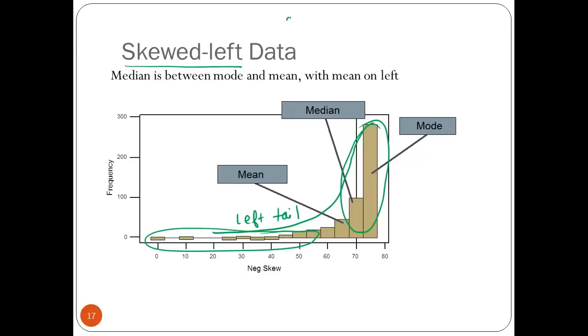It is also called negatively skewed. It is called negatively skewed because the tail goes on the negative side. On a graph, you have positive values on the right side, and on the left side you have negative values. So it is called negatively skewed.